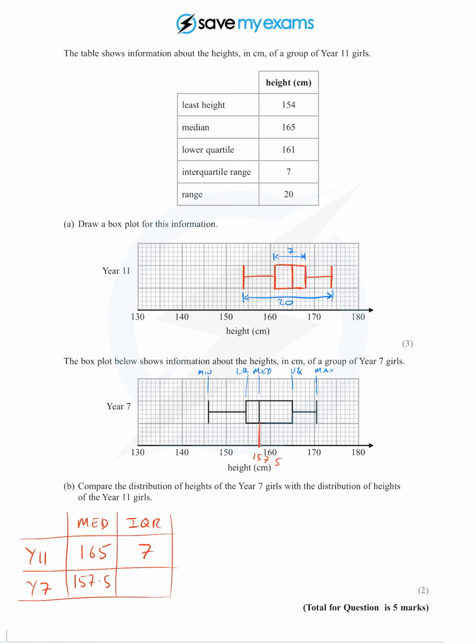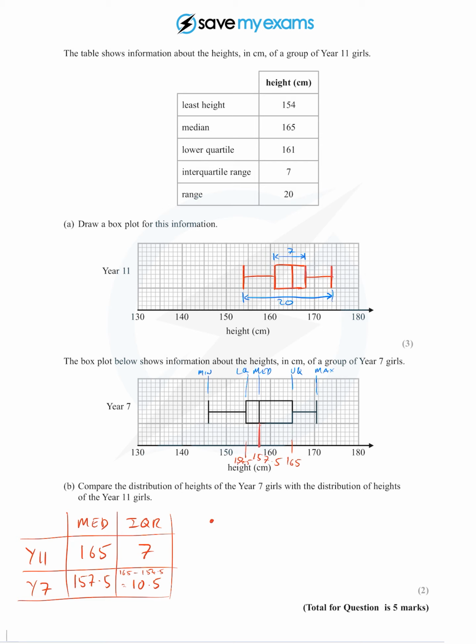And the interquartile range, well, the lower quartile is there, which is 154.5, and the upper quartile is 165. So that's 165 minus 154.5, which is 10.5. And so now we have the two things we can compare.